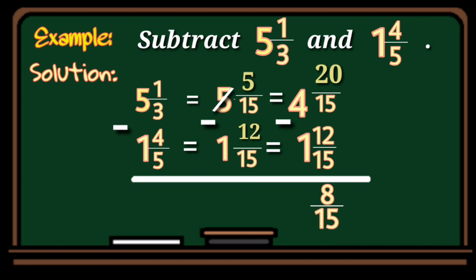And we also subtract whole numbers. So 4 minus 1 equals 3. Then look at our fraction 8 over 15. Is there a common factor between 8 and 15? If there's none, then 3 and 8 over 15 is the final answer.